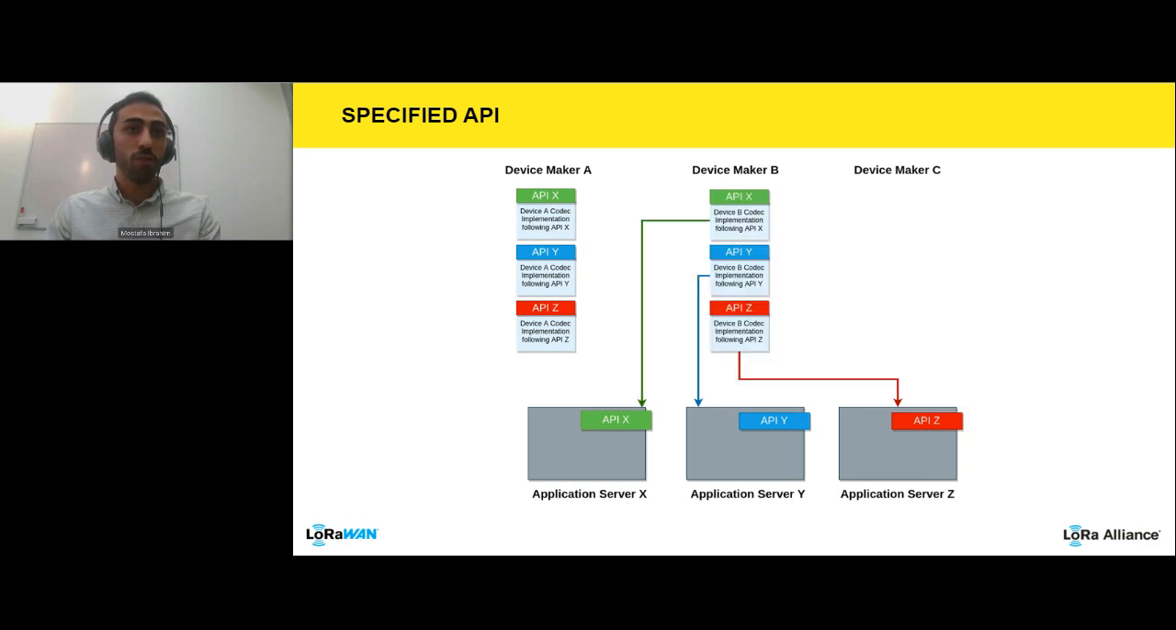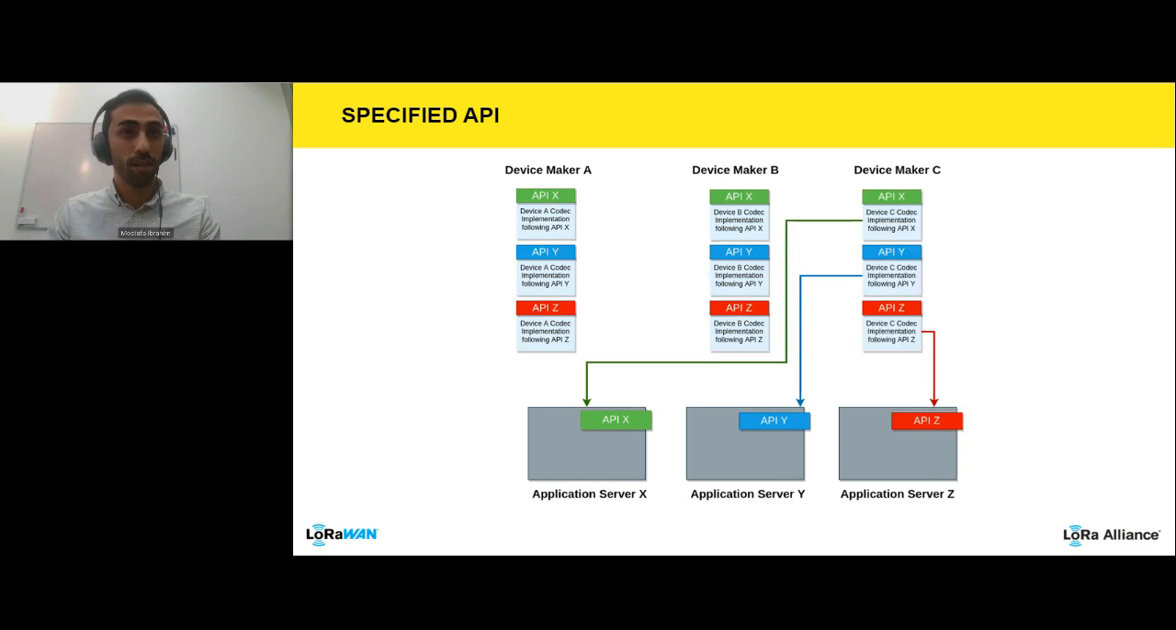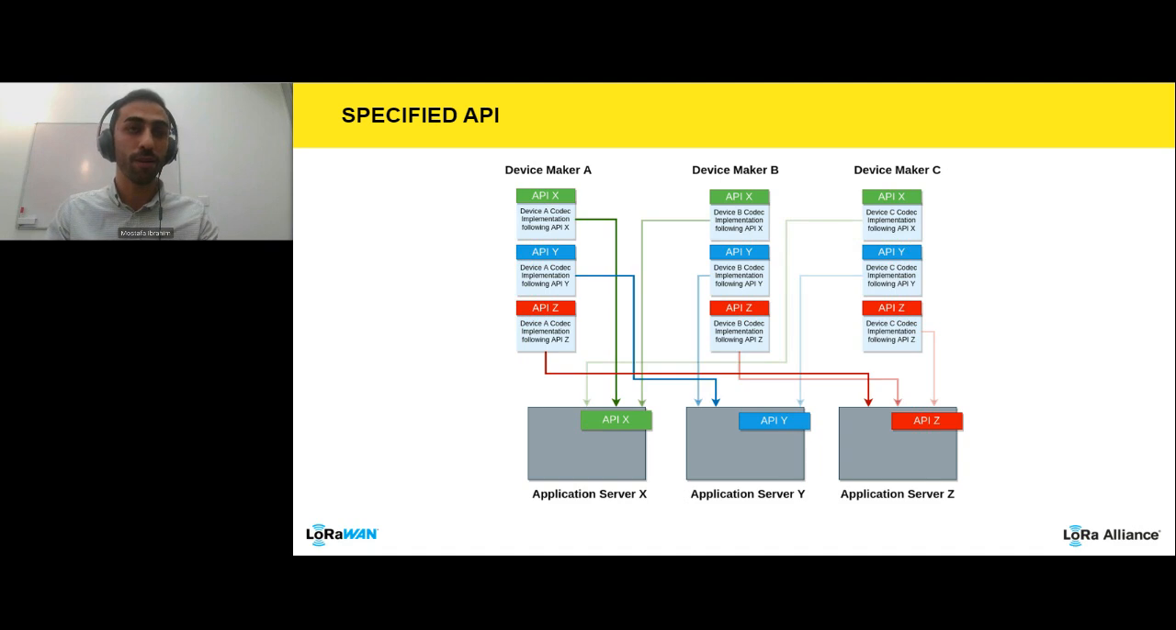And the same process must be done by device maker B. For one device, he needs to create three codecs. And device maker C, the same process. Here is an overview of the whole case, with three application servers and three device makers with one device each. So it's really a small example, a simple example that shows only three devices and only three servers.